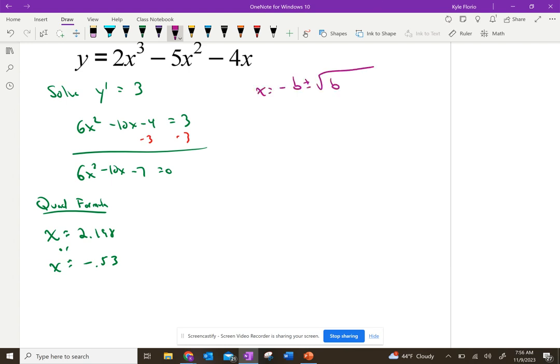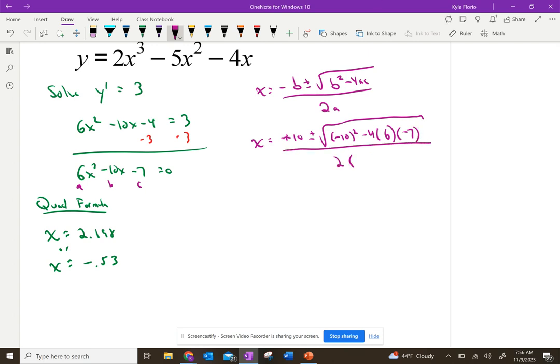If you don't have that nice function on your calculator, then you're doing x equals -b plus or minus the square root of b squared minus 4ac, all over 2a. A is 6, b is -10, and c is -7. So you're going to get negative 10, which is really just positive 10, plus or minus the square root of negative 10 squared minus 4 times a, which is 6, times c, which is negative 7, all over 2 times a, which is 6. And I'm not going to go any further than that. This is what you get.